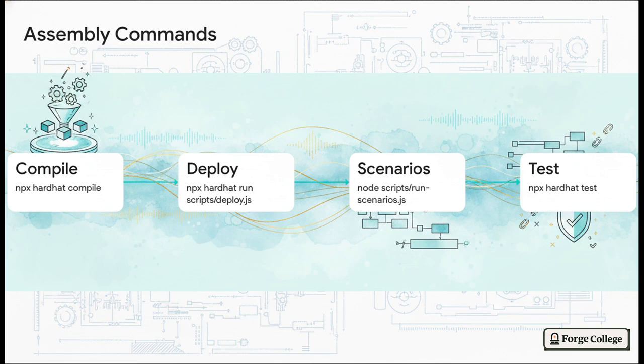Step 3, node scripts/run-scenarios.js. This executes the precise scenarios you mapped out to validate the logic flow. And finally, step 4, npx hardhat test. That runs your entire automated test suite to ensure nothing broke during the assembly process.